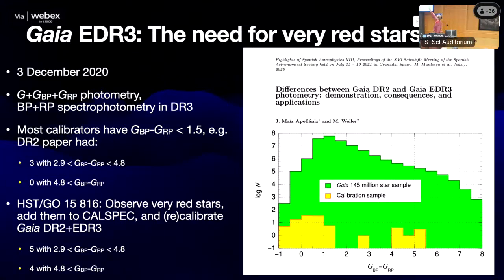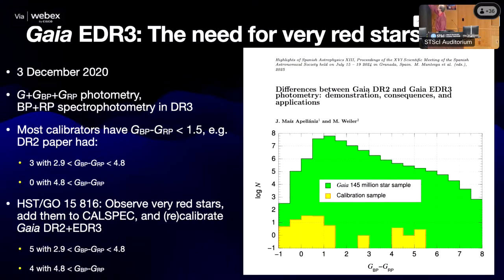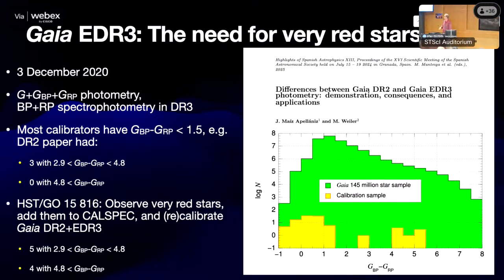So what you're seeing is a logarithmic histogram. What you have in green is the observed distribution of Gaia colors, and traditional calibrations use only this type of stars. But now we have these stars here, which are very red, and these had never been used for optical calibration before. But they are stable, and they can be used as calibrators.